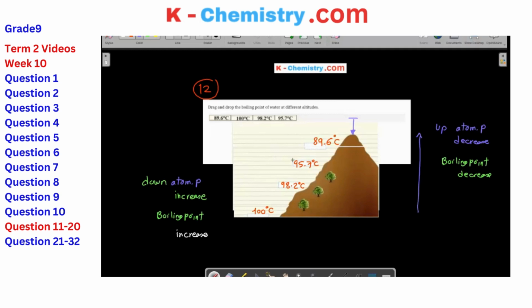And when you go down, the atmospheric pressure is too big. The atmospheric pressure increases and the boiling point will increase as well. So if the atmospheric pressure decreases, the boiling point will decrease, and if the atmospheric pressure increases, the boiling point also increases. At high altitudes, the atmospheric pressure decreases. So this is the surface of the sea. Below it, the boiling point is too high, even more than 100 degrees.